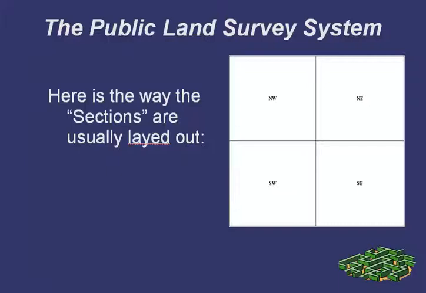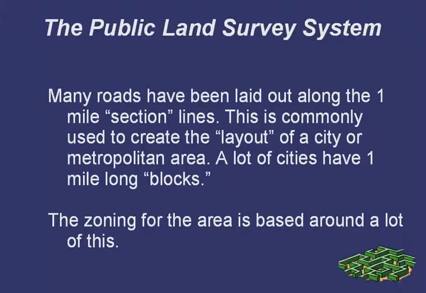Okay, so here's the way the sections are usually laid out. You have a northeast, northwest, southwest, southeast. So you have roads that have been laid out along the 1 mile section lines. Okay, they say, okay, here's 1 mile, okay, here's a section, great. Okay, it's commonly used to create the layout of a city or a metropolitan area. A lot of cities have 1 mile long blocks. Okay, others won't, but they will still have it within that sectioning system. So you'll have major streets that will be on that 1 mile area. Okay, the zoning for this area is based around a lot of this.